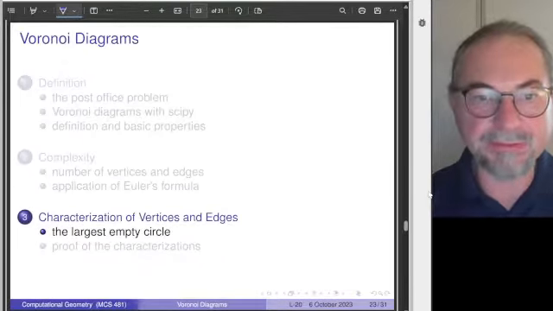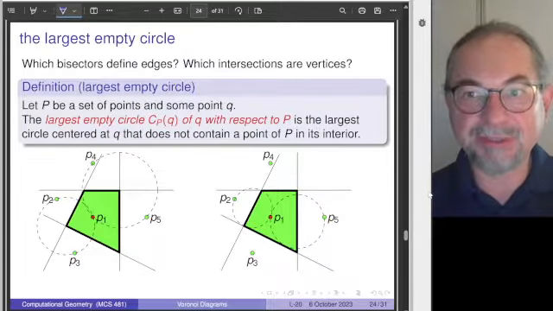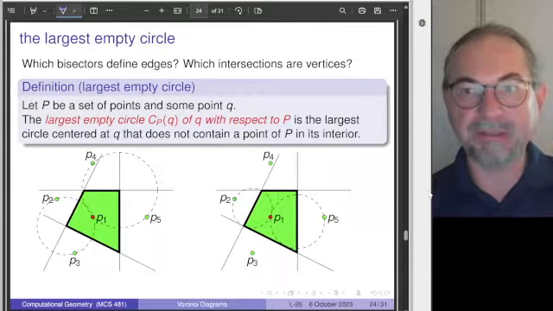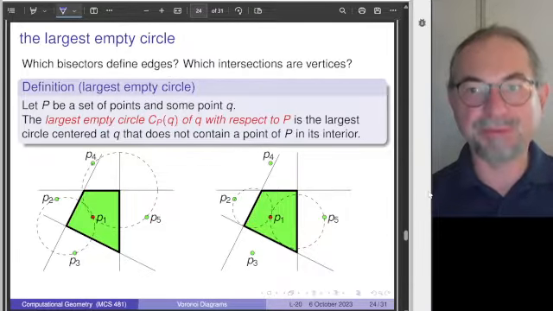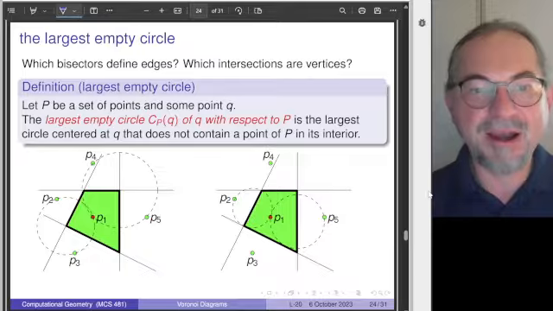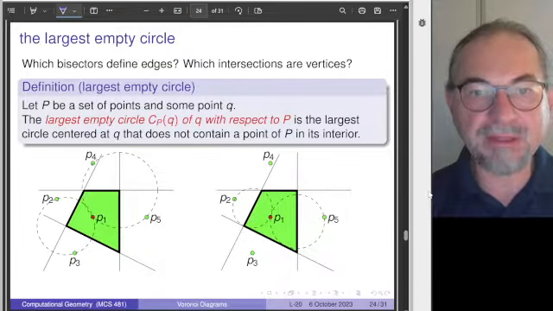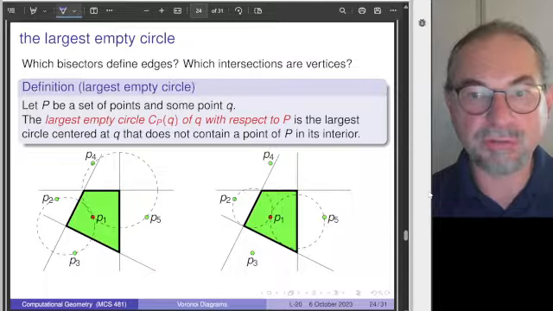I will end with some characterizations. These characterizations are important for the next lecture for the algorithms. We will also see a sweep line algorithm, which we will call the beach line algorithm. Here is the notion of the largest empty circle.